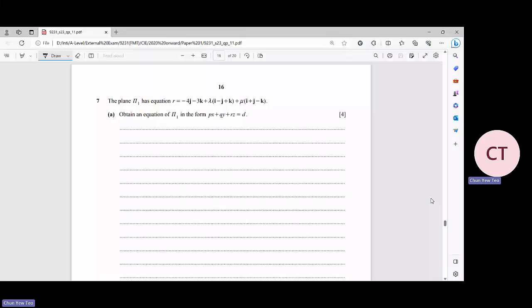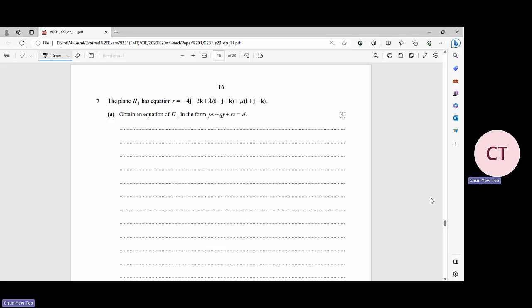Now we take a look at question number 7. The plane pi1 has the equation as given here. This is a vector equation. For part A, they want you to find the equation of pi1 in Cartesian form. So we need to convert the vector form into the Cartesian form.